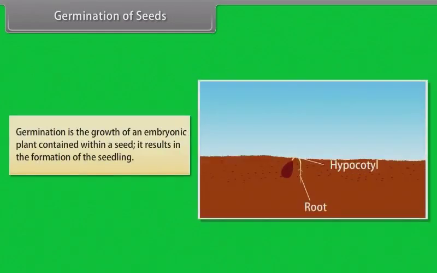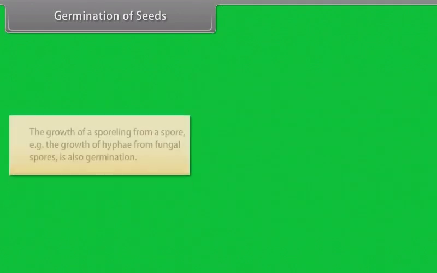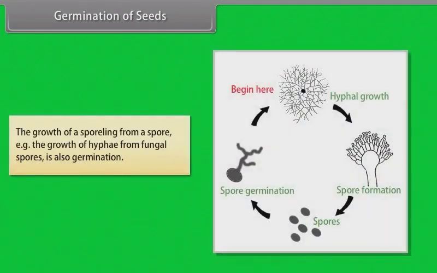Germination is the growth of an embryonic plant contained within a seed. It results in the formation of the seedling. Fully developed seeds contain an embryo and, in most plant species, some store of food reserves wrapped in a seed coat. The growth of a sporeling from a spore, for example, the growth of hyphae from fungal spores, is also germination.